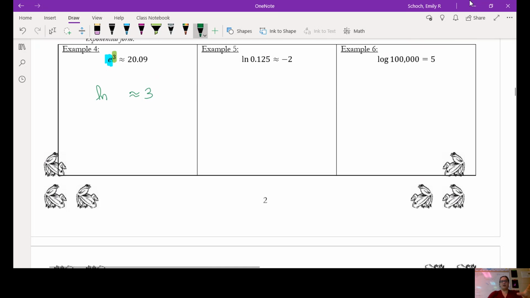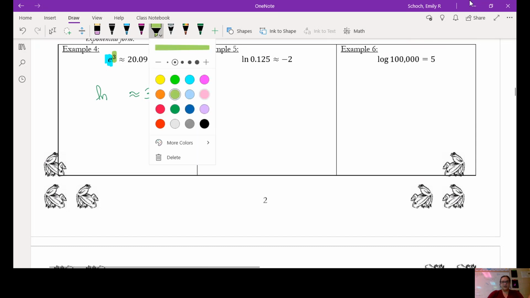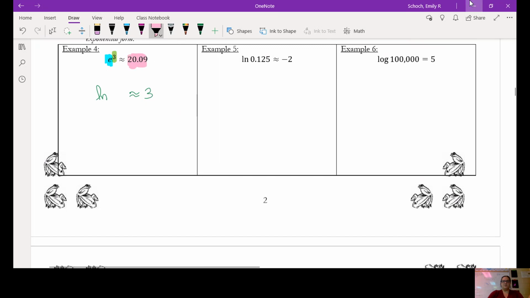So just like with the regular log ones, the log of something always equals the exponent. And then our leftover number here, the number we haven't done anything with yet, is 20.09. And so that's what we're taking the natural log of, 20.09. This says that the natural log of 20.09 is approximately 3. So that is the answer. If you put ln 20.09 in the calculator, you're going to get something very close to 3. All right, so now let's go the other way.